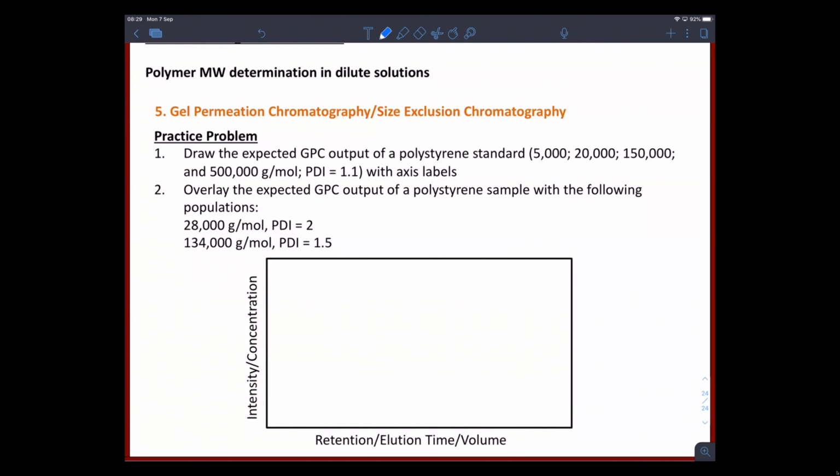I'll put the axis labels on for you. Then overlay the expected GPC output of a styrene sample with the following populations: 28,000 grams per mole with PDI equal to 2, and 134,000 grams per mole with PDI equal to 1.5. I'll give you a couple of minutes for that.